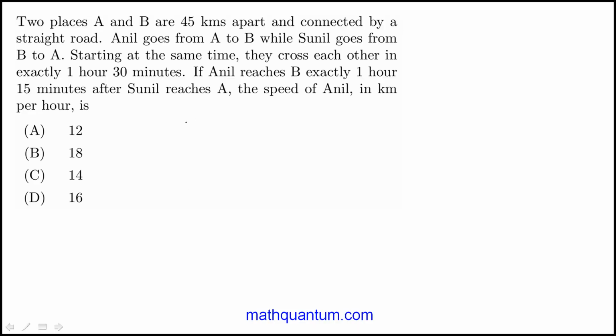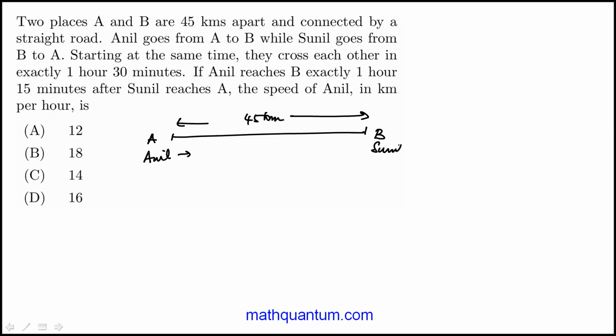So we'll start by putting an algebraic structure to this question. This is kind of a standard type of question. We have A and B, and that distance is 45 kilometers. Anil goes from A to B, and Sunil goes from B to A. They meet at exactly 1 hour 30 minutes, so I'm going to write this as 1.5 hours.